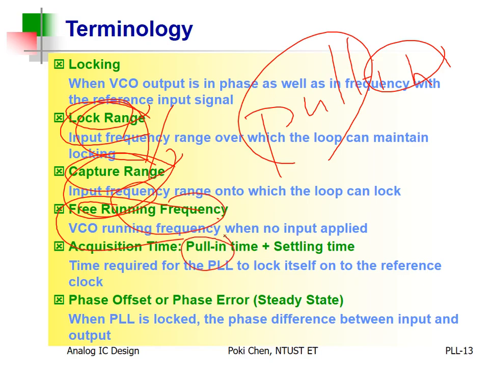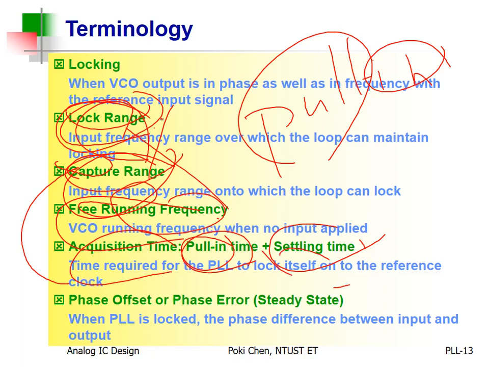Oh, pull in here. Yeah, pull in time. So acquisition time for capturing is actually pull in time plus settling time. Settling time for lock range. Okay, and after that, locking. And after locking, you have phase offset or phase error, I mean for steady state.